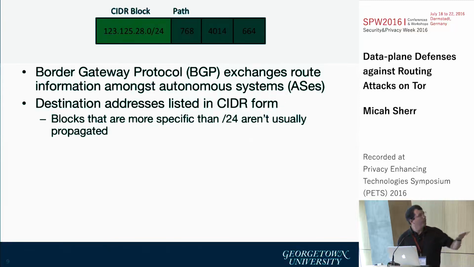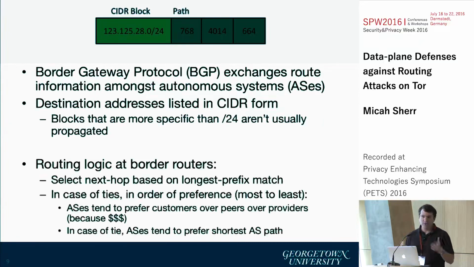Blocks that are more specific than /24, that are smaller than /24, typically aren't propagated. So you can't do an attack against a specific IP address. You can't do it at /32, for example. And that's where you have this collateral damage that I'll talk about later. How does routing logic work?